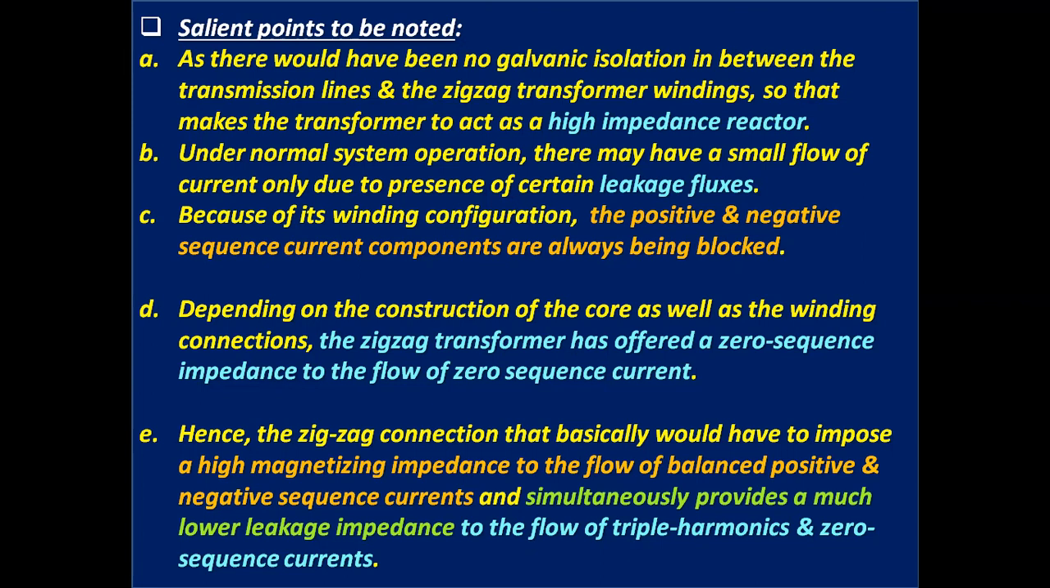Hence, the zigzag connection basically imposes a high magnetizing impedance to the flow of balanced positive and negative sequence currents, and simultaneously provides a much lower leakage impedance to the flow of triple harmonics and zero sequence currents.